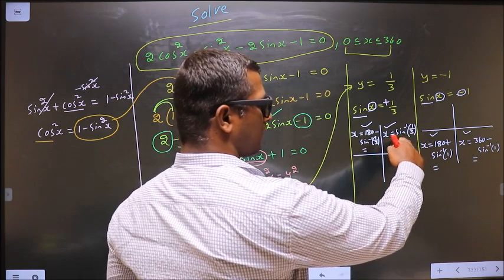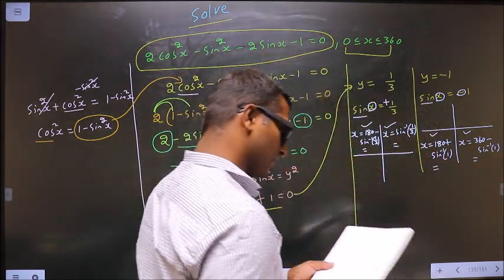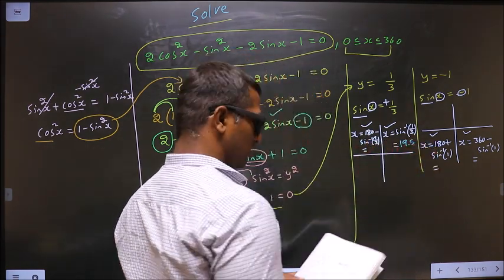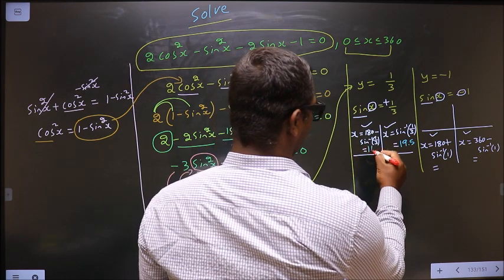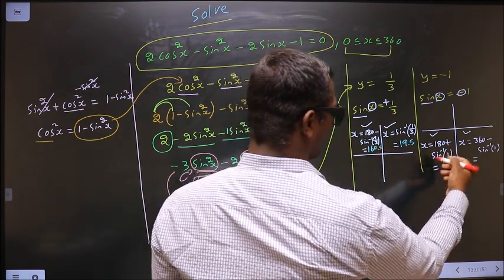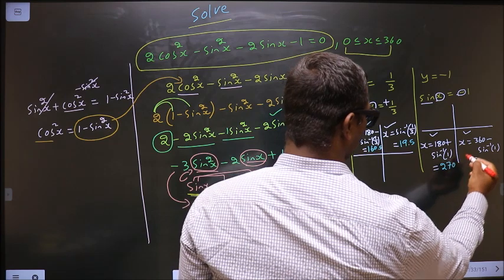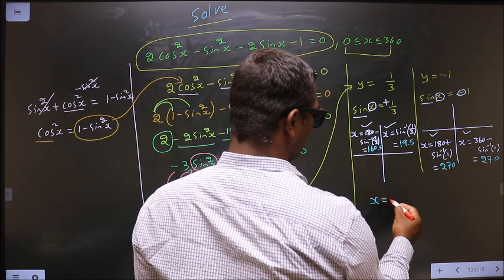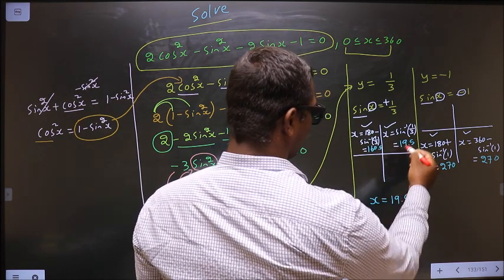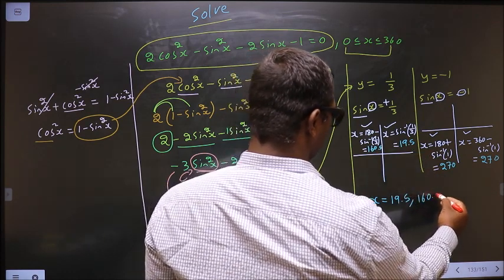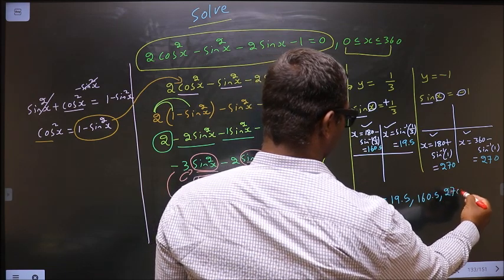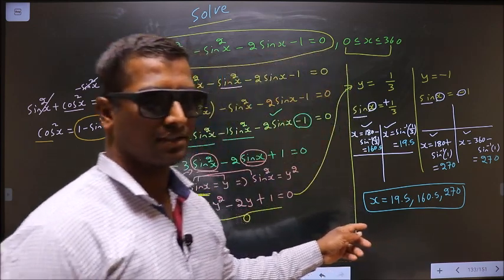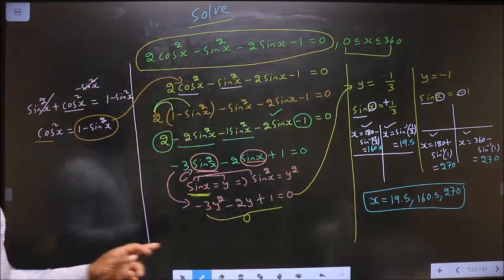You put this in the calculator, you should get 19.5. Put this in the calculator, you should get 160.5. Put this in the calculator, you get 270. So finally x values that we got are 19.5, 160.5, 270. This is our answer. Am I clear?